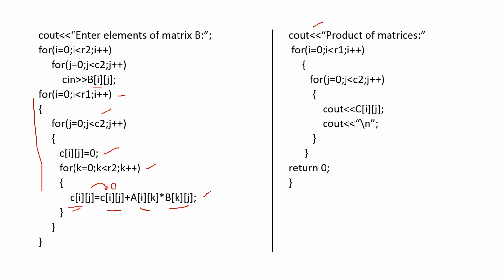Cout product of matrices, for I is equal to 0, I less than R1, I plus plus, J is equal to 0, J less than C2, J plus plus. Then display the output. Here \n we have given because after the first row it should come to the next row. Okay, so then return 0 and close the bracket.